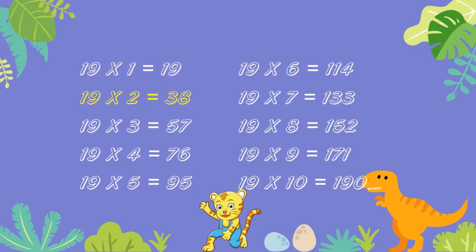19 twos are 38, 19 threes are 57, 19 fours are 76, 19 fives are 95, 19 sixes are 114, 19 sevens are 133, 19 eights are 152, 19 nines are 171, 19 tens are 190.